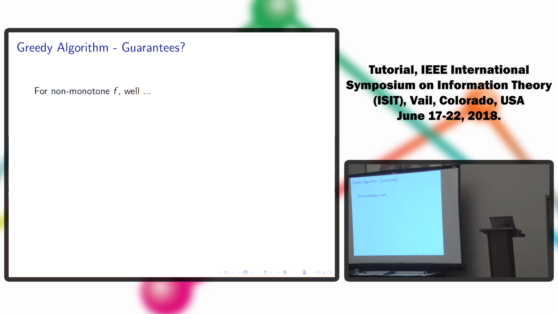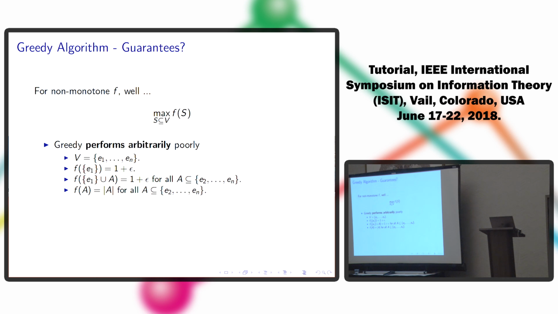How about non-monotone functions? It turns out the greedy algorithm obviously is going to do poorly. If this is my ground set, let's assume that the value of e1 is 1 plus epsilon. The value of any subset that contains e1 is going to be 1 plus epsilon. It's a trapping element. If you have e1, the value is going to be 1 plus epsilon. But the value of any subset that doesn't contain e1 is going to be the cardinality. So what does the greedy algorithm do? It's going to pick e1 and it's going to get stuck. What is the best solution here?